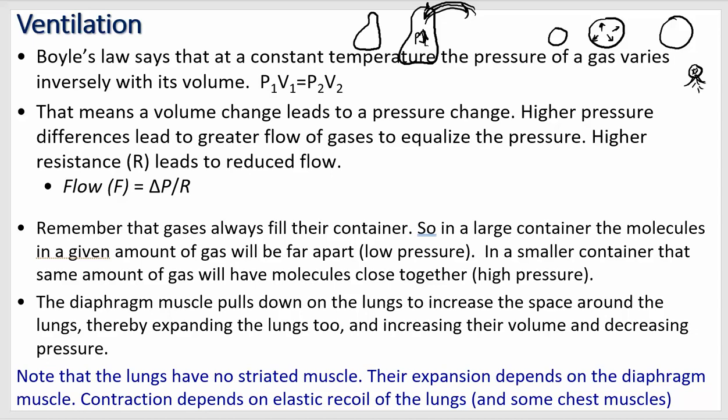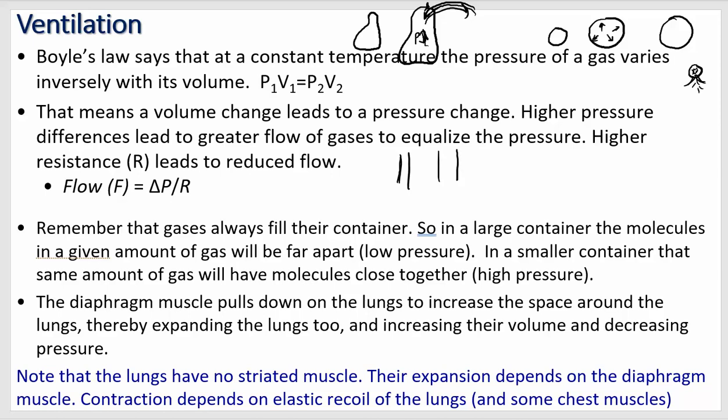So what that means, the diaphragm pulled the lungs open, and air is just going to rush in because we've made the pressure lower in the lungs. All right, so greater flow of gases to equalize the pressure, so higher resistance leads to reduced flow. If we put all of that together, what we mean by higher resistance is maybe the width of the trachea, or the bronchioles.